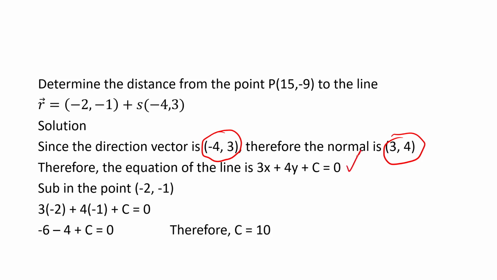c = 0. Now we take a point that's known to be on the line. Since (-2, -1) is a position vector for the line, that means the point (-2, -1) is a point on the line. We sub that in, an x value of -2 and a y value of -1, and we get a c value of 10. What that means is that the equation of the line is 3x + 4y + 10 = 0.